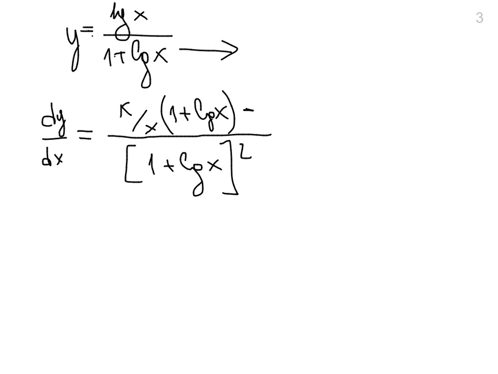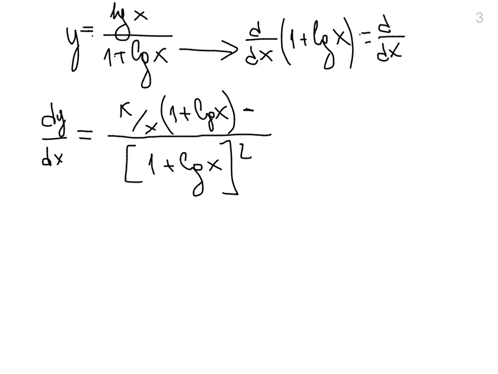Well, the constant goes away, so the derivative of 1 plus log x is just equal to the derivative of log x, and this is again k over x, times the numerator, so logarithm base 10 of x. Okay, this is what we have.